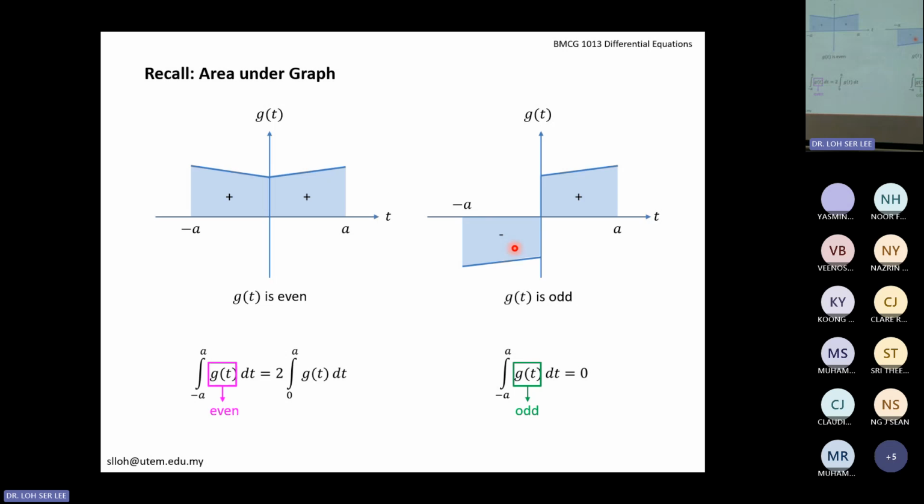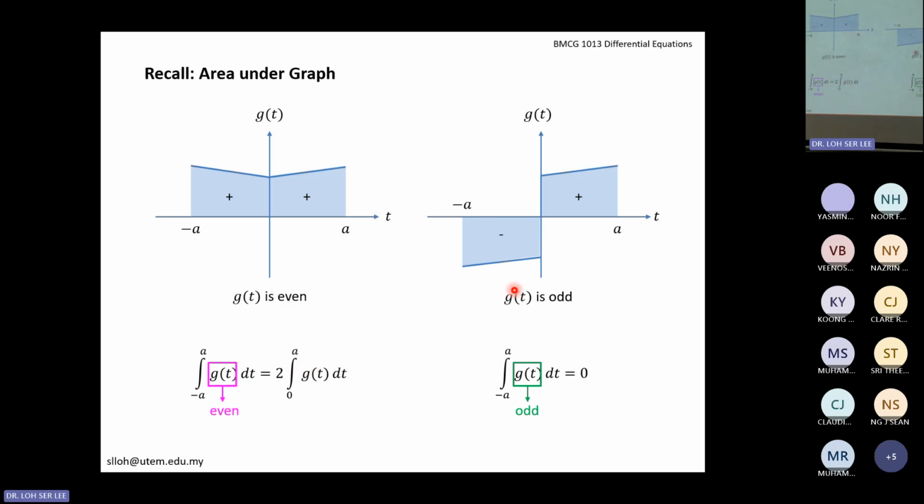Okay, for the area under the graph. When we are integrating from negative a up to a for this g(t), instead of writing it in this way, we can just integrate from 0 up to a. We just get this area under the graph, then multiply by 2. So we will get the same area under the graph, no matter whether you are integrating from negative a up to a or 0 up to a. We get the same answer.